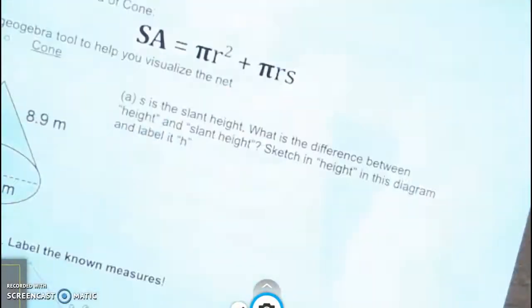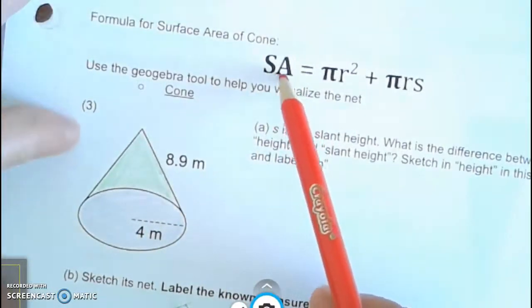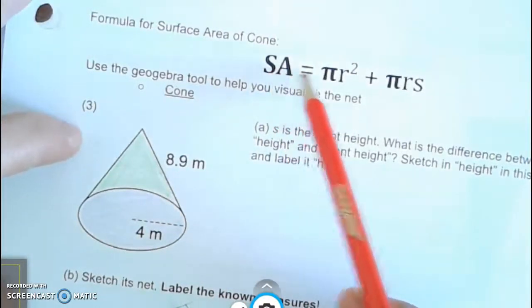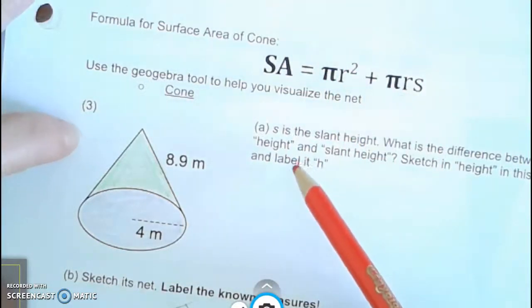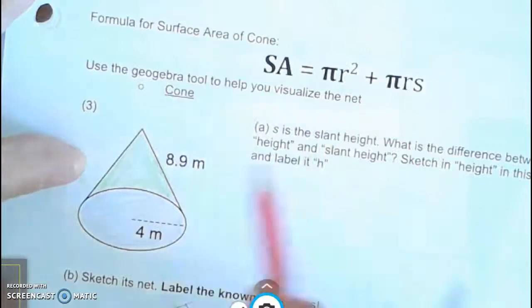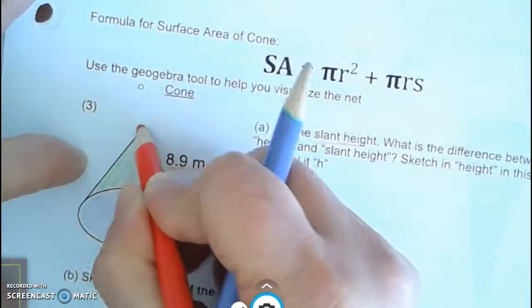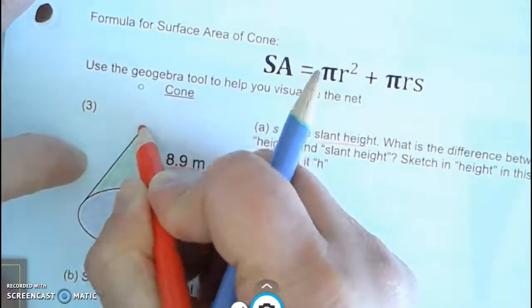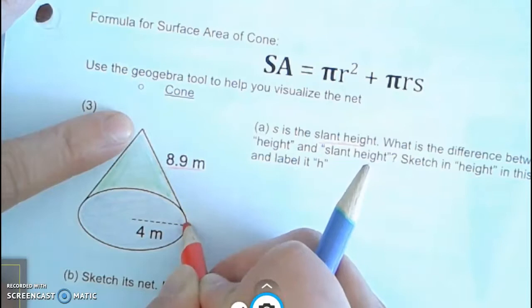All right, and then the other problem that I asked you to do is the cone. Okay, so I gave you the formula. The surface area is pi r squared plus pi r s, and s is the slant height. This is the slant height. It is the distance from the apex of the cone to the edge of the circle.